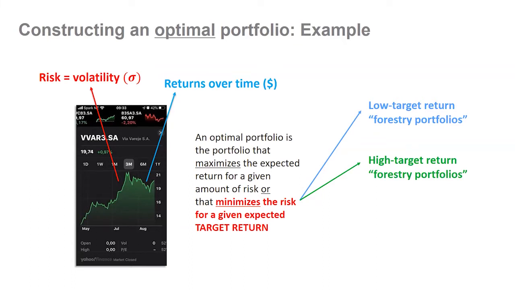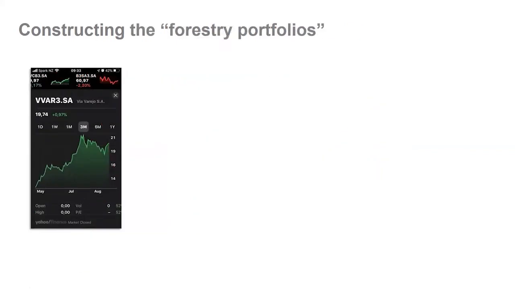Okay, and I'm highlighting minimizes because here in this work, we constructed two types of portfolios. One is called low target return forestry portfolios. The other type is called high target return forestry portfolios, and all of them are based on a minimization problem once we set up a given level of return. Okay, but how do our forestry portfolios look like? What are those forest portfolios that I'm talking about?